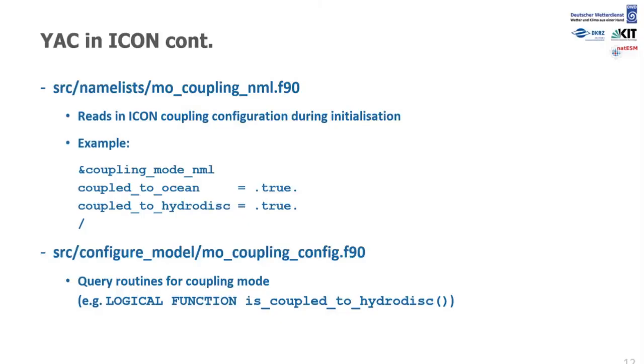Yeah, and since you usually don't access the source namelist, mo_coupling_nml, directly, there is also the source coupling configuration module, mo_coupling_config.f90. And there you have a couple of query routines where a process can ask, am I coupled to an external hydrology model? Am I coupled to an ocean? And so on. So this is then how later on it is decided what more needs to be built and whether YAC is supposed to be configured or not.